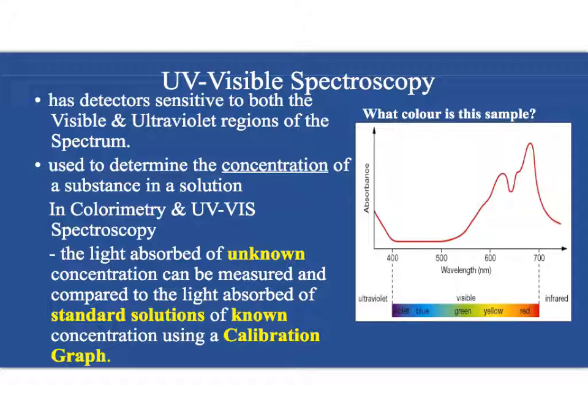So UV Vis is basically another way of determining the concentration of your substance, and it's always in solution as well. And so we know that the light absorbed of the unknown concentration can be measured against the standard solutions within a calibration graph. So it's exactly the same idea. You just need to do your known standards in the calibration and then read it off from your graph.